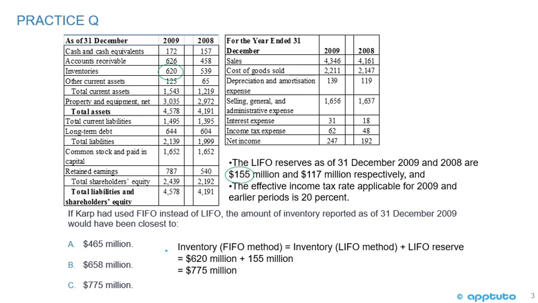Actually, this question is not too difficult. The inventory under the FIFO method equals the inventory of the LIFO method plus the LIFO reserve. So it's asking here for 2009. We've got information on the LIFO reserve. I circled it here, and I've circled the inventory here. It's only two numbers that we needed. So all this other data, it's all red herring data.